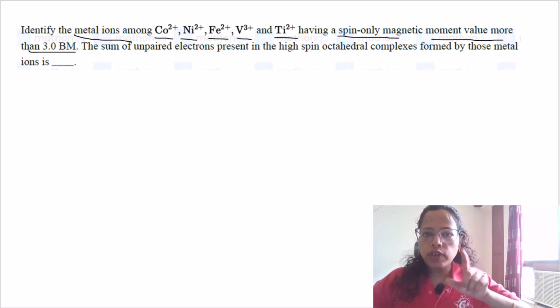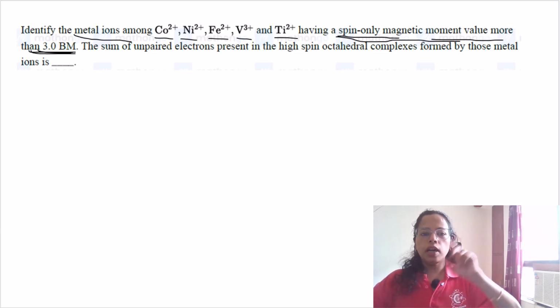So let's focus on the first part of the question first. We have been given 5 metal ions and we have to identify amongst these 5 metal ions the ones which have a spin only magnetic moment value of more than 3 Bohr magnetons. Okay, and then we will move on to the second part of the question.